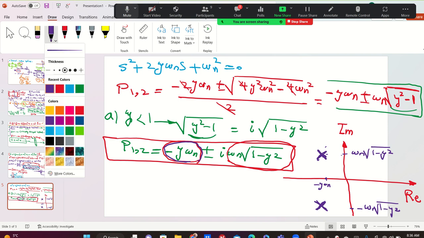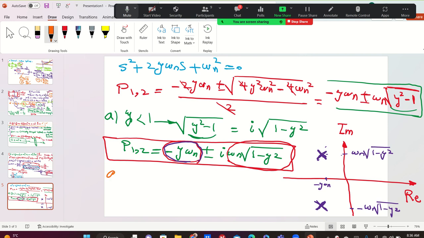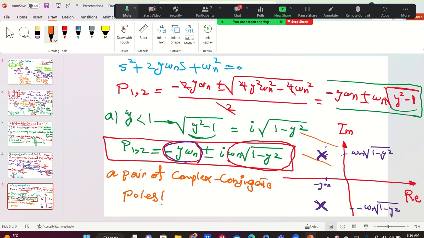We name this a pair of complex conjugate poles. It's the technical name for an underdamped system: a pair of complex conjugate poles. Obviously, it says that your system is stable because it's on the left hand side.